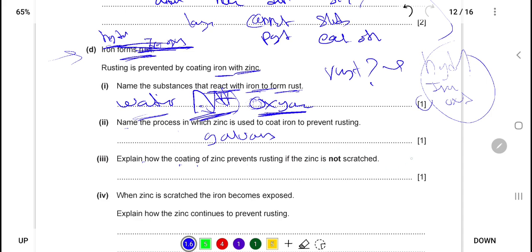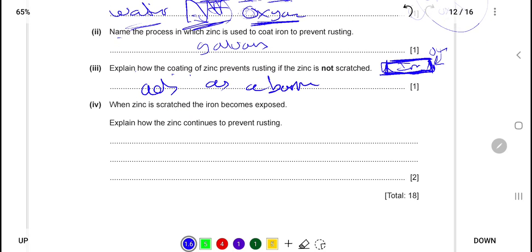Explain how the coating of zinc prevents rusting if the zinc is not scratched. Zinc is covering the iron, so if there's water and oxygen outside, it won't allow them to touch the iron. They'll write that it acts as a barrier to the iron. Now when zinc is scratched, the iron becomes exposed, so there's a place for oxygen to join.